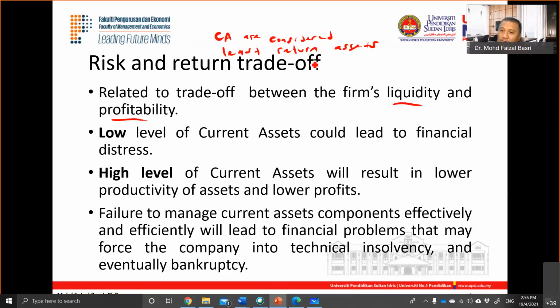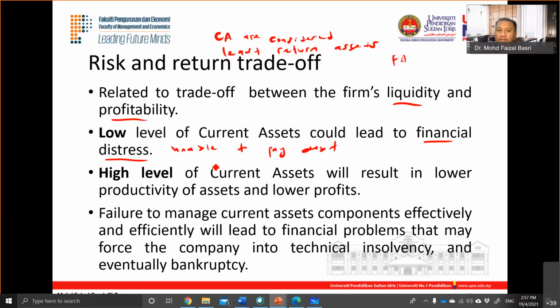So how to get more returns is by investing it somewhere else. The opposite of current assets, you have fixed assets. Fixed assets are more profitable. But this is the trade-off, or this is the dilemma that you have. Do you want more liquidity or more profits? If you have a low level of current assets, you're going to face financial distress. What does financial distress mean? Unable to pay debt.